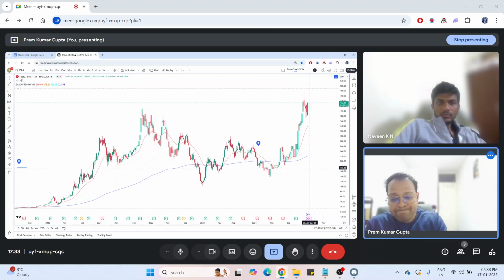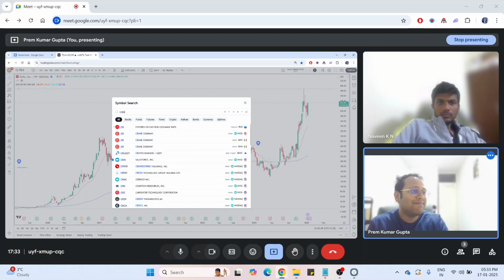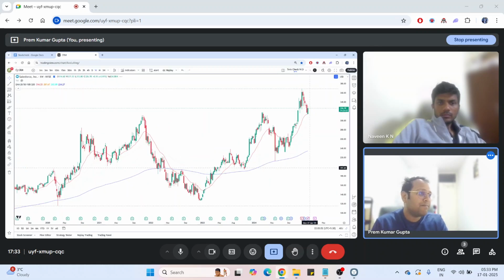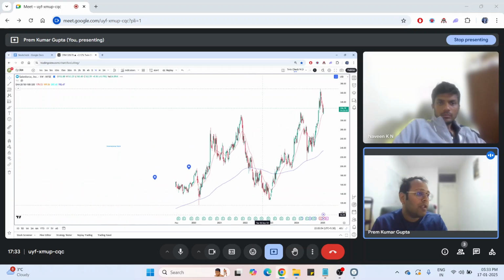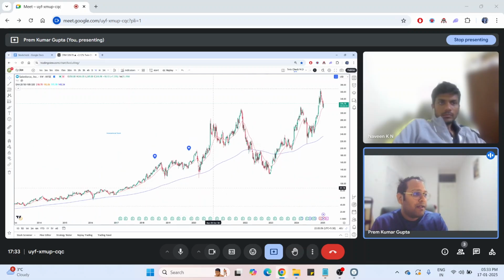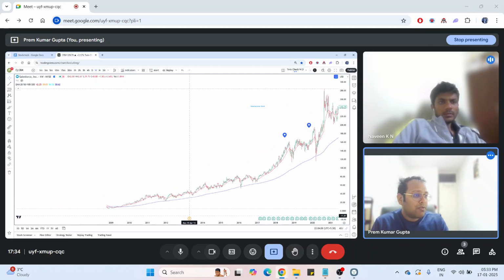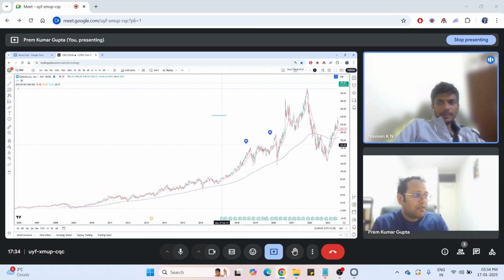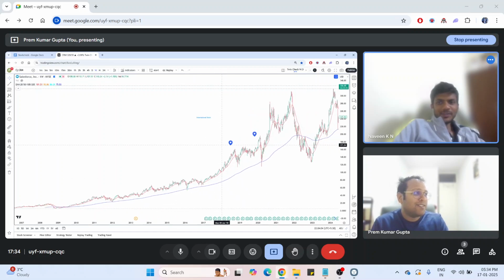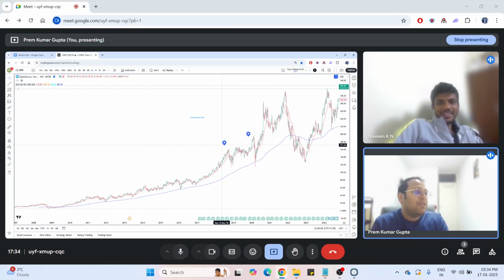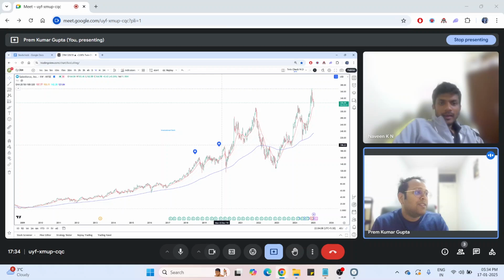How about CRM, Salesforce? Okay. This stock also. So the name is CRM, is it? Yeah, Salesforce is CRM. So this company, even if you see, is having a lot of up and down. And after 2022, this is a difficult chart.